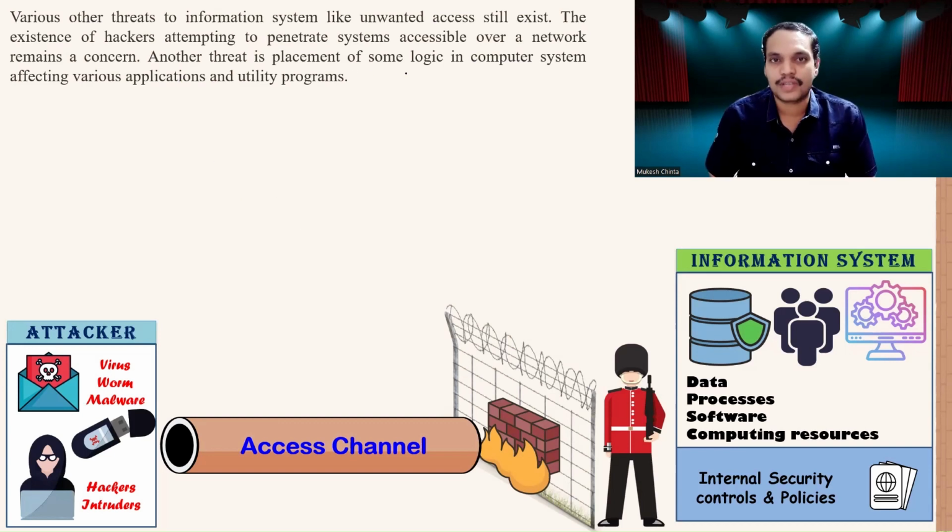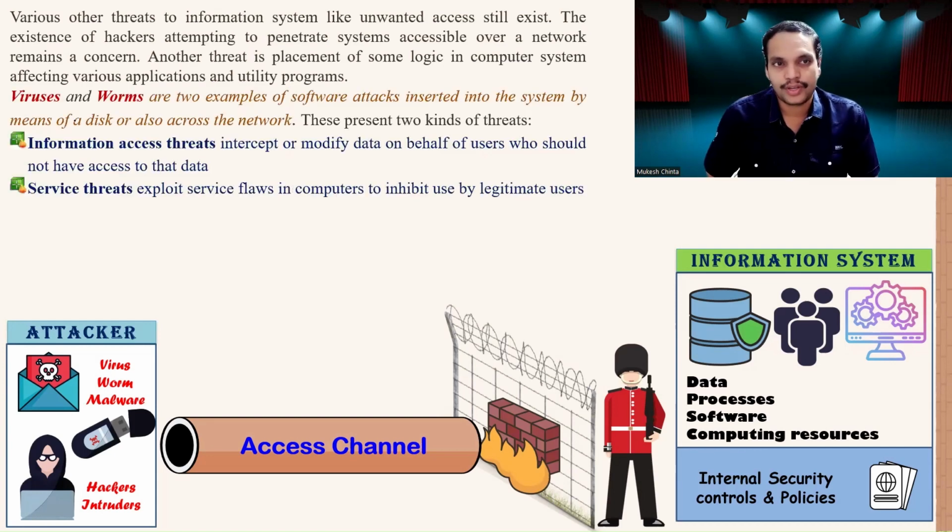Another threat is the placement of some logic in a computer system affecting various applications and utility programs. Nowadays, you get a lot of spam emails and different messages with various links to click on to spyware, adware, malware, a lot of names are given. This is a big issue where, unknown to even the user, this kind of malware might be resident on your system and make it ineffective, or make it function in a completely different manner to what it used to be. So all these things have to be taken into consideration.